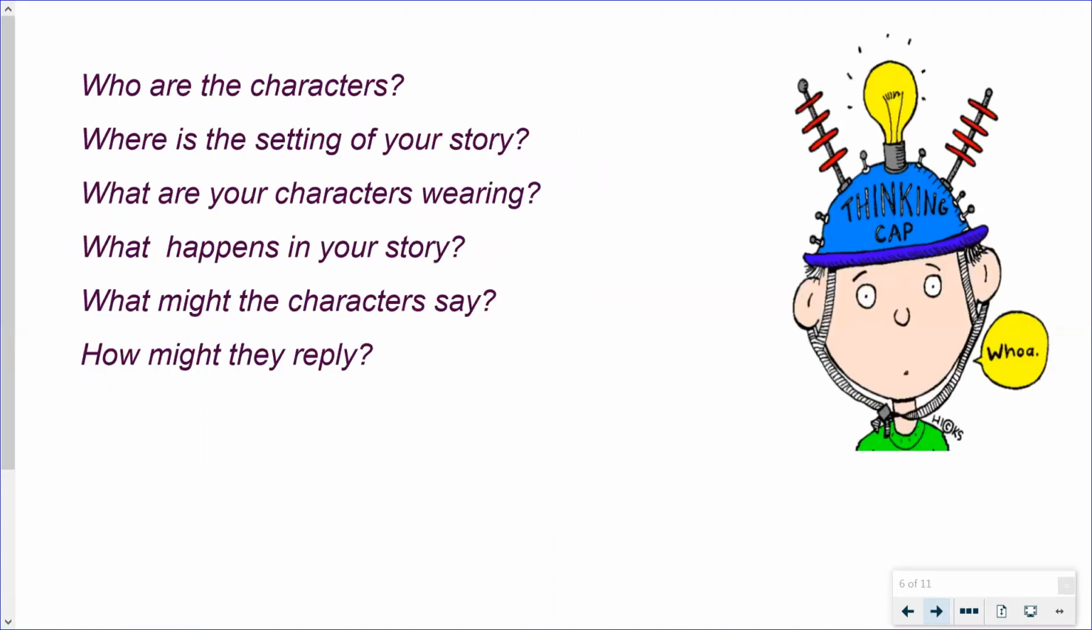Now, let's reflect on yesterday's learning. Can you remember who the characters in your story are? What is the setting of your story? What are the characters wearing? So what do their outfits look like? What happens in your story? What do you think your characters might say? How do you think they might reply? You can pause the video and have a think again about these questions. Were you able to do that?